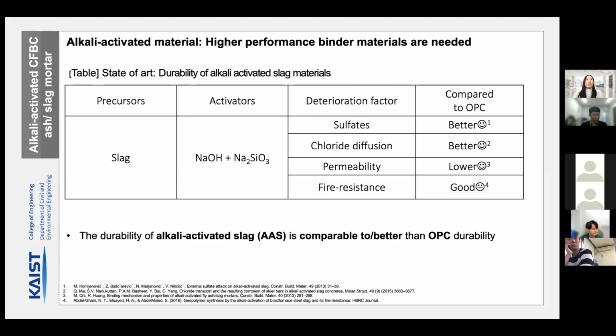Research on high-performance binder materials that resist various deterioration factors is needed. I will explain alkali activated slag, one of the high-performance binders among the various alkali activated materials. According to the literature, alkali activated slag materials are stronger against sulfate and chloride damage than conventional cement. Also, alkali activated materials are low in permeability and good at resisting fire. And the durability of alkali activated slag is comparable to or better than OPC durability.